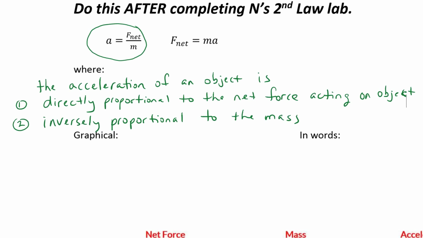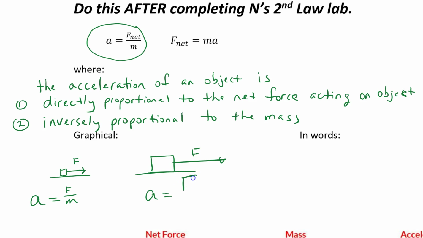How could we show that graphically? Well, if I have a small force, with a small mass, or you could have a big mass with a large force. So here, the acceleration would be equal to this small force divided by a small mass. And here, the acceleration is a large force divided by a large mass.